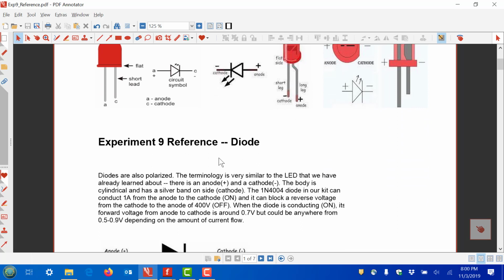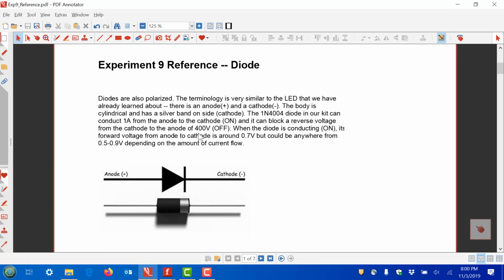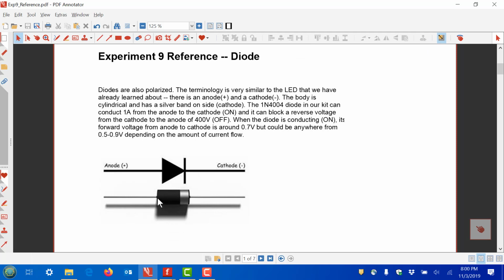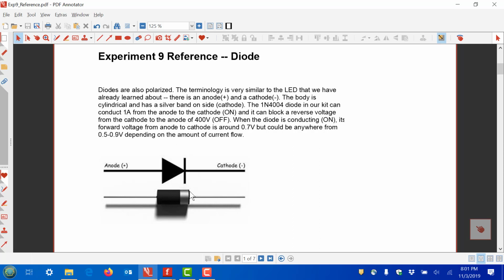Now, we have a new element, which is called just a diode. It's called a diode or a rectifier. And it's pretty much the same symbol as the LED, but there's no light in here. So when it conducts, you don't see it, obviously. There's an anode and a cathode. It looks like a cylinder with two leads coming out of it, and one side typically has a silver stripe, and the silver stripe refers to the cathode side of the diode itself. So that's what we will see.